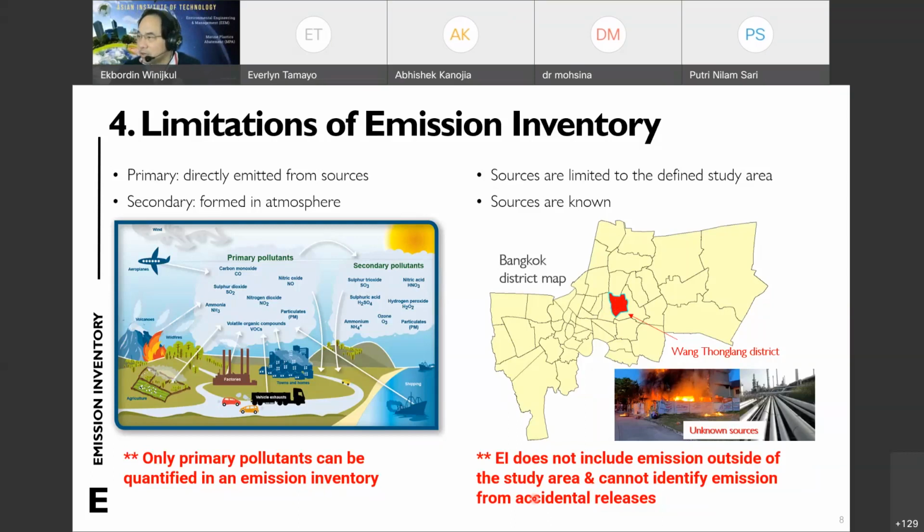And then the third one: sources need to be known for the emission inventory. For example, we don't know when there can be a fire at a house, like an accident or something like that. Or we don't know where gas is going to leak from a pipe, and so on. So in this case, we could not account for that kind of information in the emission inventory, meaning that the emission inventory cannot identify the emission from accidental releases or from sources that you don't know exist in your study area. Okay, so these are the limitations, and it's very important that you understand these concepts of the emission inventory.